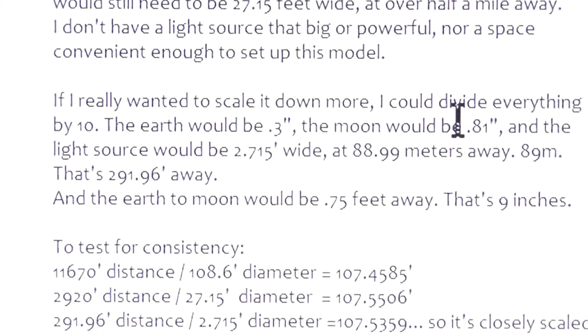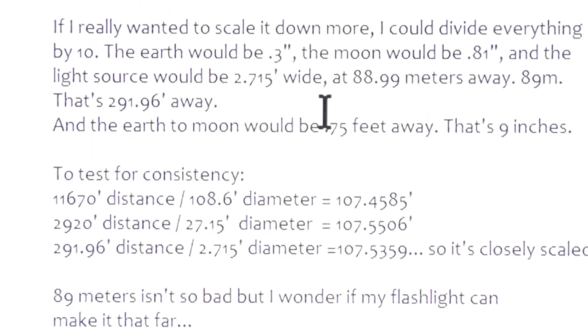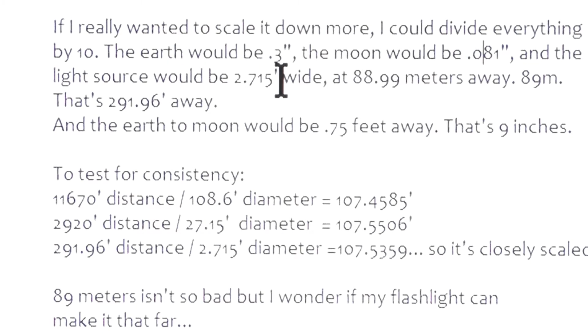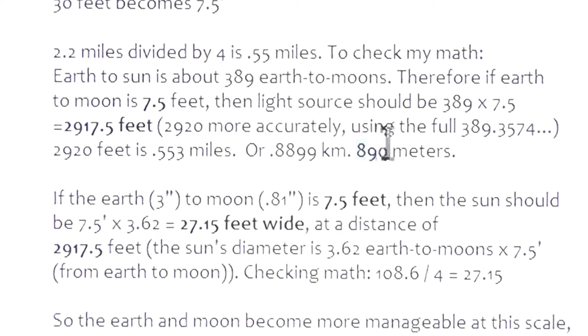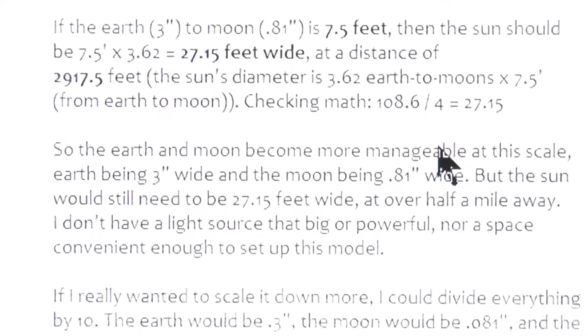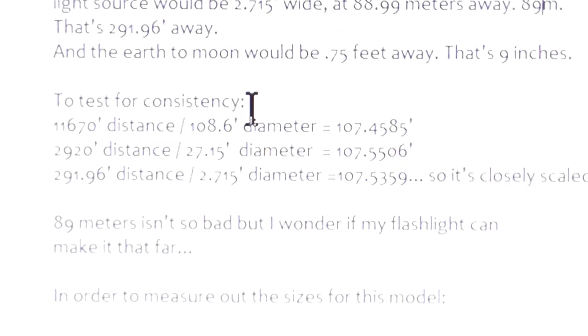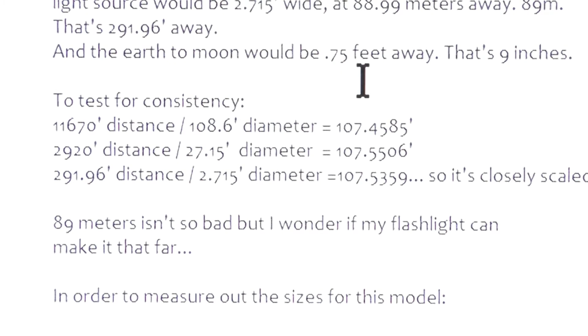If I really want to scale everything down for you guys, I could divide everything by 10. So the Earth would be 0.3 inches, not very big. The moon would be 0.081 inches. And the light source would be 2.715 feet wide instead of 27.15 feet wide, at 88.99 meters away, or 89 meters. I just took that 890 meters divided by 10 to get the 89 meters. So that's 291.96 feet away. The Earth and the Moon would be 0.75 feet apart, and that's only 9 inches.